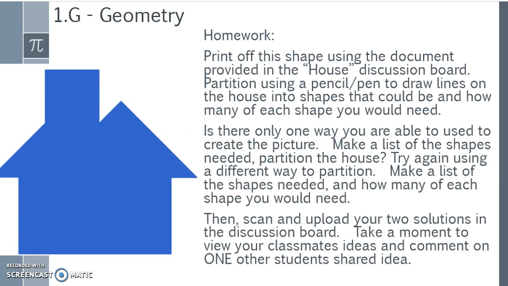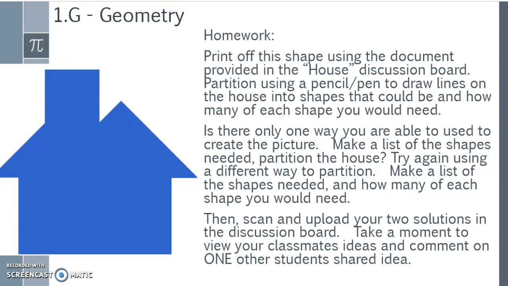Our homework. You're going to print off the shape on the left, the house, using the document provided in the house discussion board. Using a pencil or pen, partition by drawing lines on the house into shapes that could be used, and how many of each shape you would need. Is there only one way you're able to create the picture? Make a list of the shapes needed.